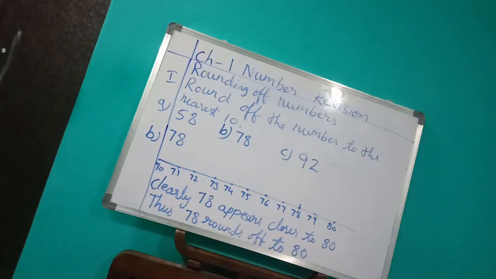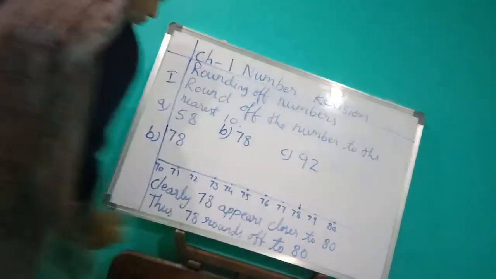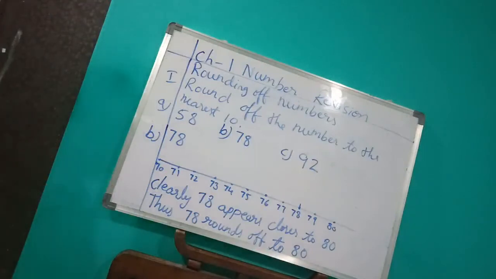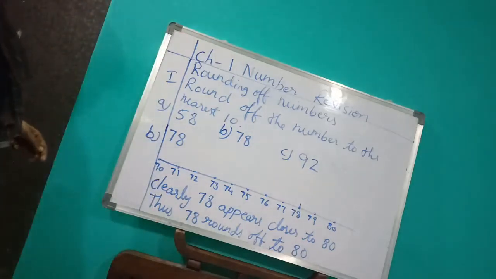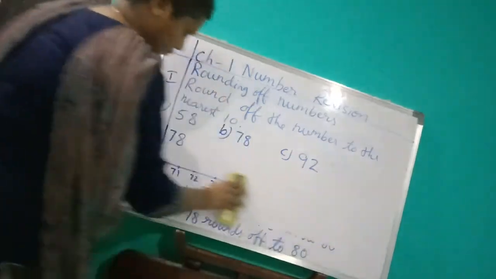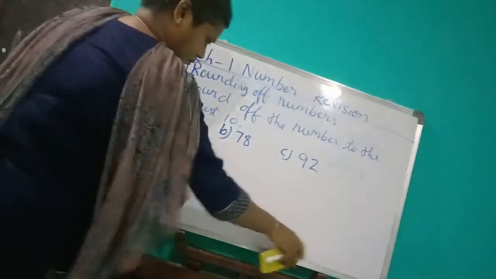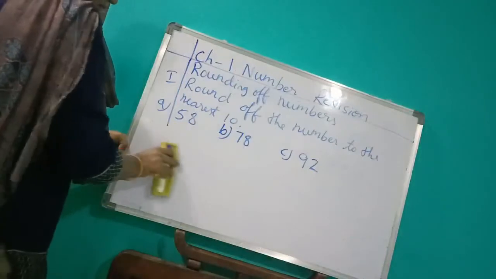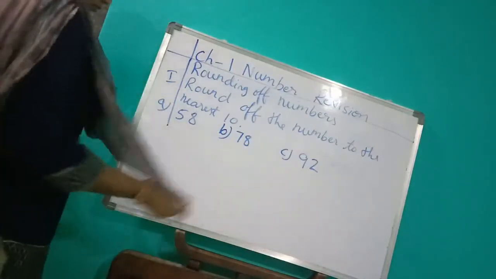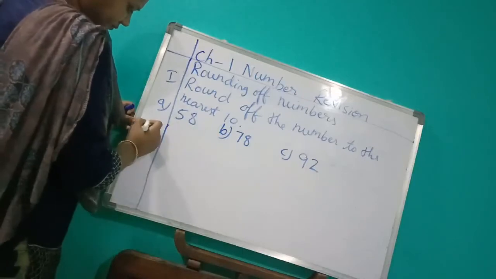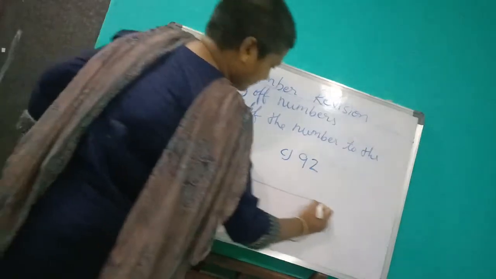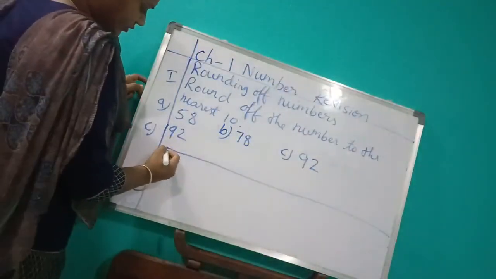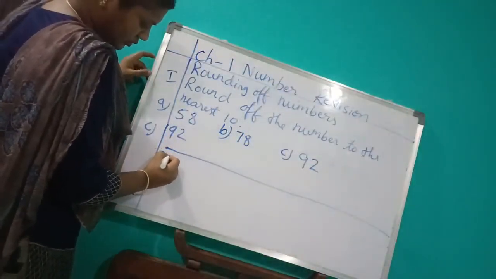One more number is there. What is that? 92. That also you should write in the number line. C1. What is that number? C1? 92. What you have to do? You should draw the number line. Where to where? 90 to 100.